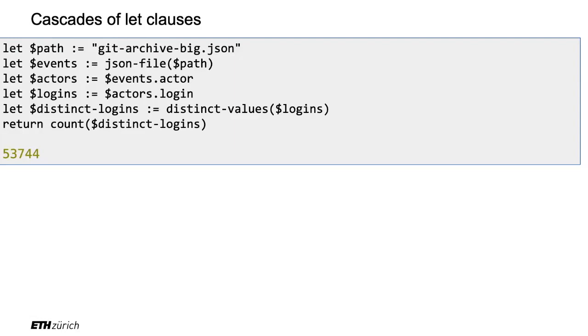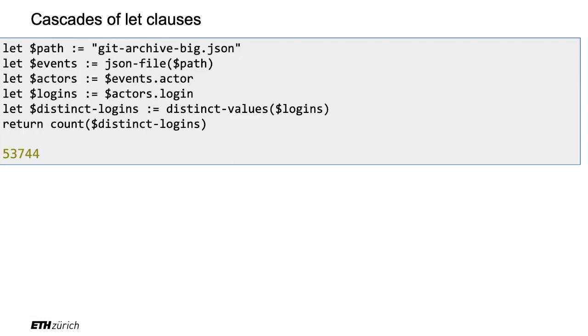Distinct logins take the distinct value as logins previously defined. And finally, we return the count of the logins. So it's a very convenient way where you do it step by step. And at every step, you bind to a variable. And then in the steps after that, you can use that variable, right?